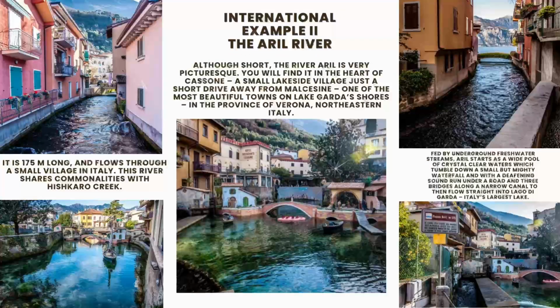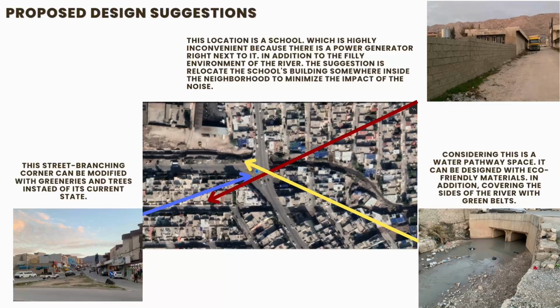The second river is the Aral River in Italy. It's short, 175 meters long, and flows through a small village in Italy. It shares commonalities with our site Baroshke and the Hishkaro Creek that flows in it, and we can see that they made great use of the residential spaces around it, which we can take inspiration from and add to our site in Baroshke.